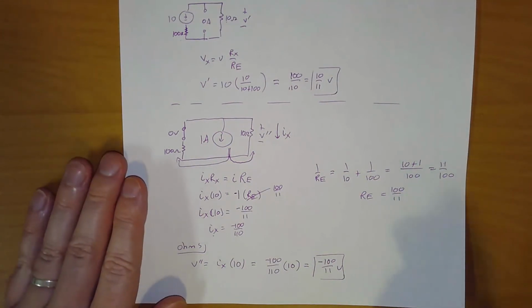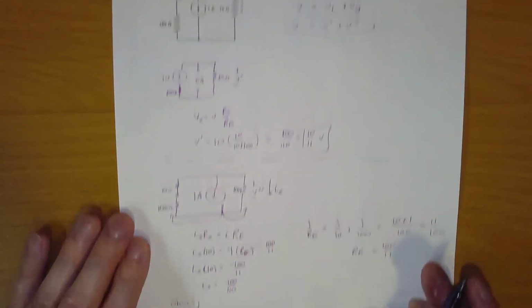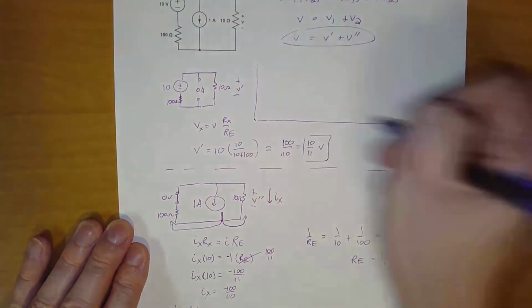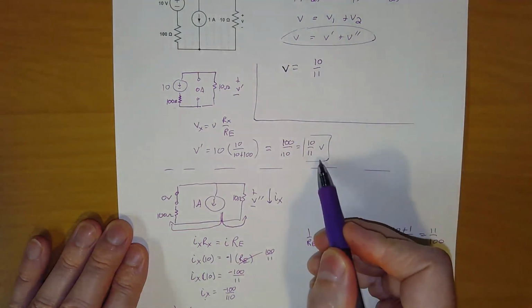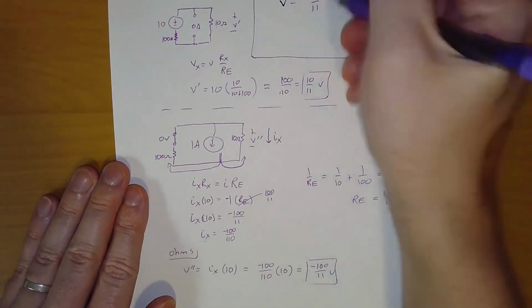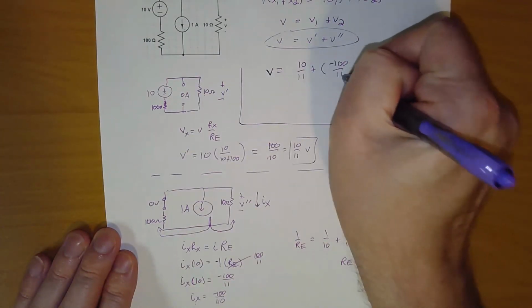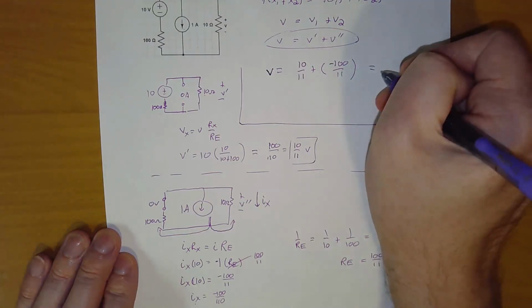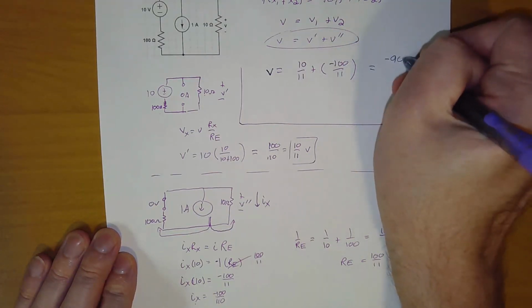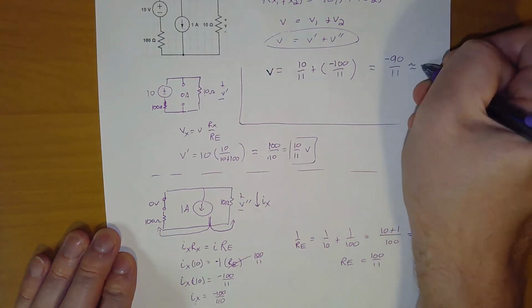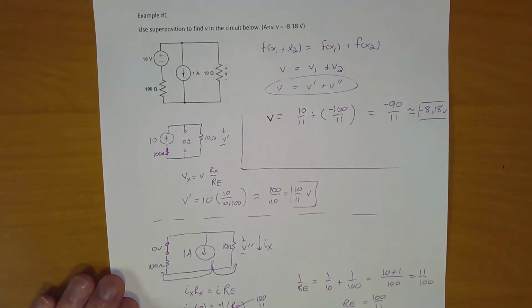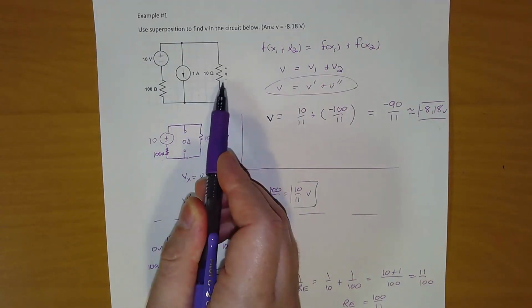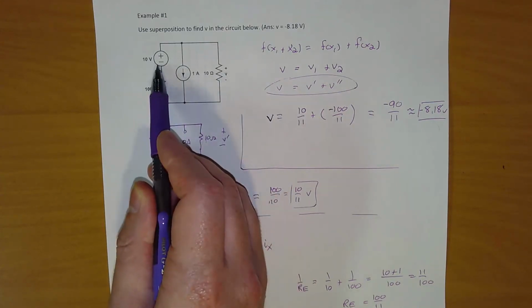When you put them together, if you come back up here, you'll find that the voltage V is 10 over 11, which was our V prime, plus a negative 100 over 11, which was from our current source. When you put those together, you will get a negative 90 over 11, which simplifies down to roughly negative 8.18 volts. So overall, the 1 amp source is causing more voltage than the 10 volt source.